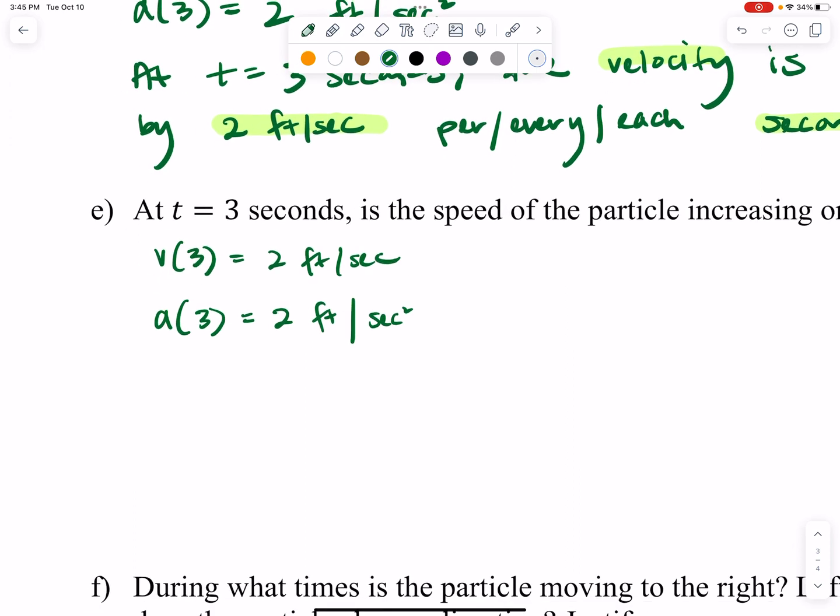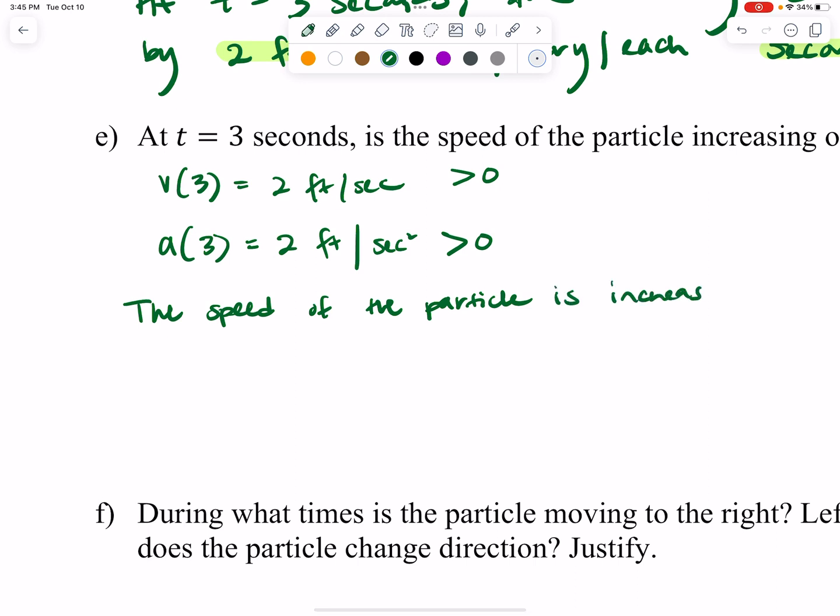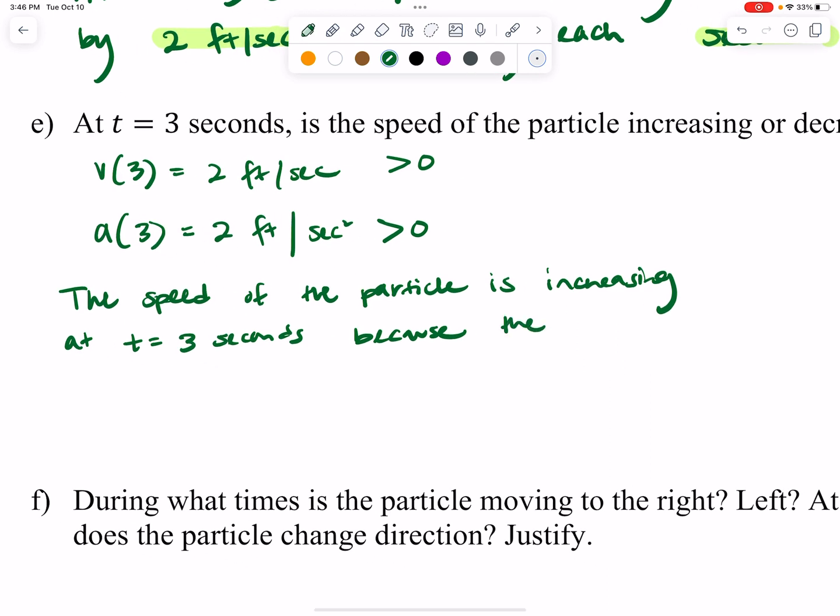So both are positive, right? Both of these values are greater than 0. So speed is increasing. The way that we would summarize and justify our answer is we would say the speed of the particle is increasing at t equals 3 seconds because the particle's velocity and acceleration are both positive at that time.